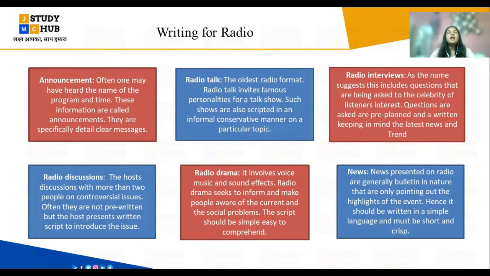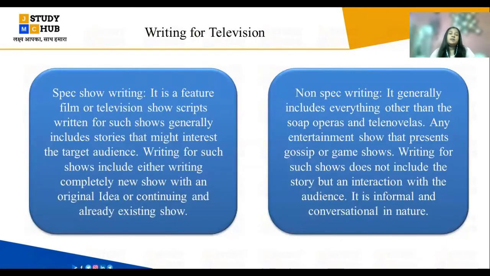Right. So these are the different types of writing that go on in the radio counterpart: the announcement, radio talk, radio interviews, radio discussions, radio drama, news. All of them require a particular script according to which the entire thing goes on. The next thing that we'll be learning is writing for media. Writing for radio is done without the help of visuals. Now, for writing for television, you have in mind that there is the presence of both audio and visuals, right?